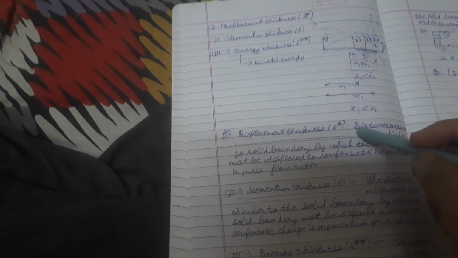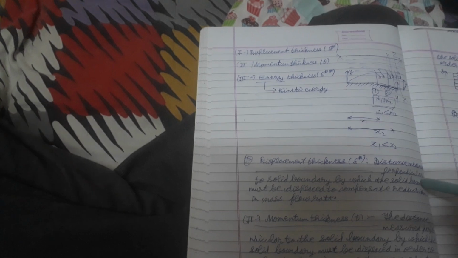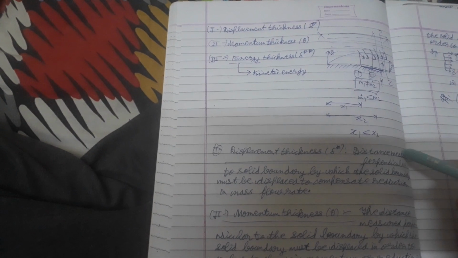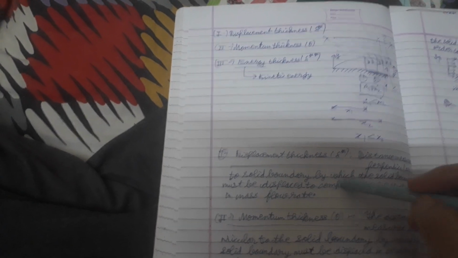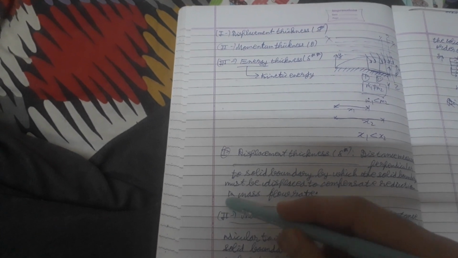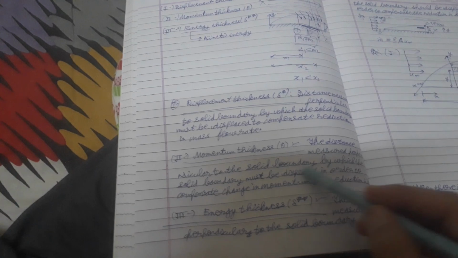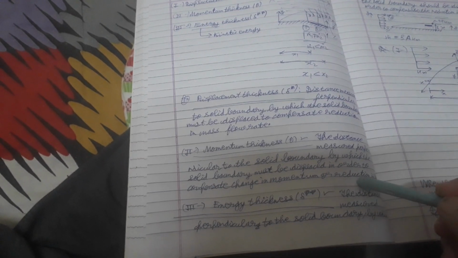Displacement thickness delta star: the distance measured perpendicular to the solid boundary by which the solid boundary must be displaced to compensate for the reduction in mass flow rate. Momentum thickness theta: the distance measured perpendicular to the solid boundary by which the solid boundary must be displaced in order to compensate for the change in momentum, or reduction.